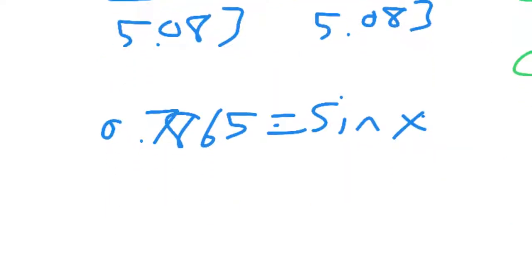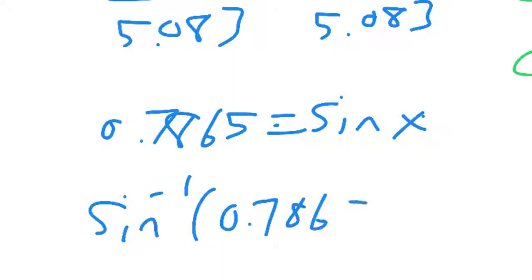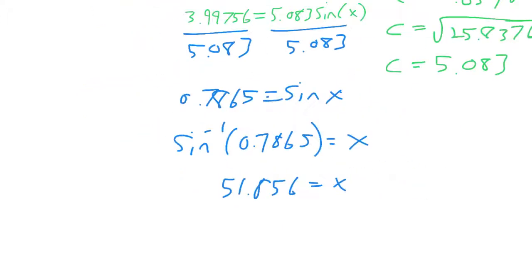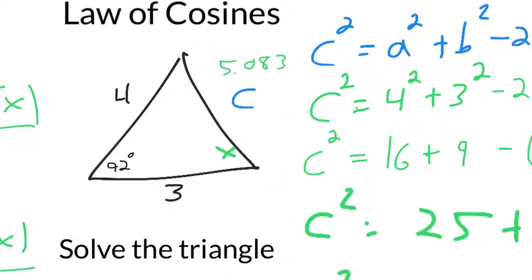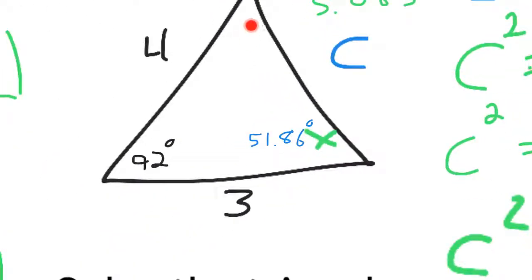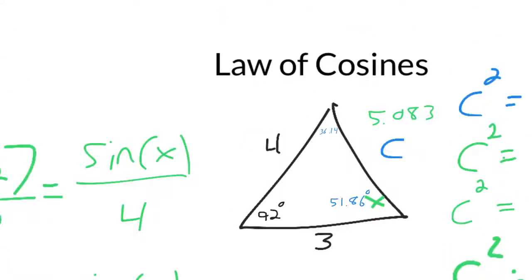And now to get x by itself, it's kind of stuck in the sine jail. So you use sine to the negative first, the inverse sine of both sides. And then what that does is it breaks down that sine, so you just have x by itself. So we just need this from a calculator. We get 51.856 for x. So there, we finally found out another degree. This is 51.85 degrees. I said x, but I meant degrees. So that's how many degrees that is, and then you can find out this other degree by saying it's 180 degrees for a triangle. So take 180 minus 92, and then minus 51.86. And there we go. Now we've solved the triangle.